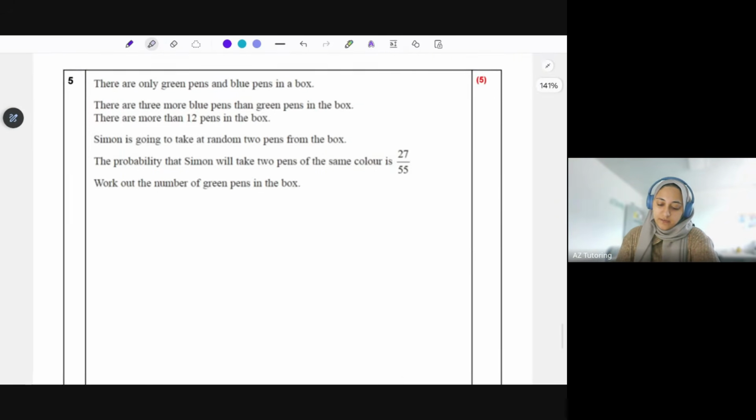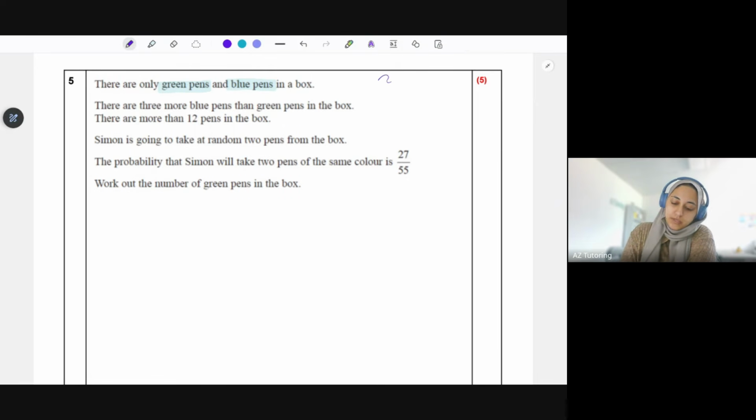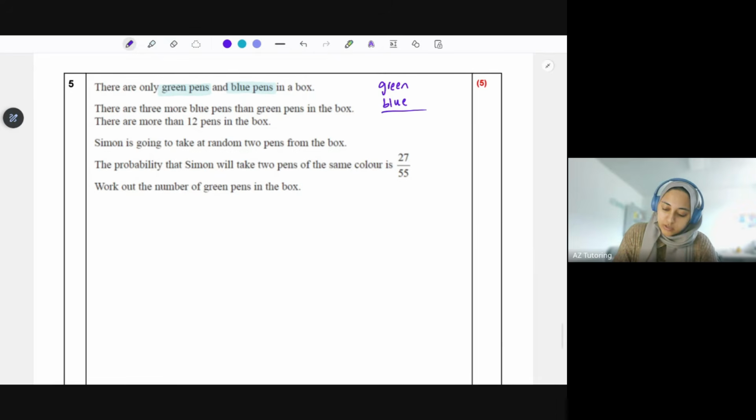Okay, moving on to this final 5-mark question. So this time we're not doing counters, we're doing pens in a box. So it says here, there are only green pens and blue pens in a box. So we've only got green and we've got blue. There are 3 more blue pens than green pens in the box, and there are more than 12 pens in the box. So we've got a bit of riddles here, but we know there's green, blue, and the total.